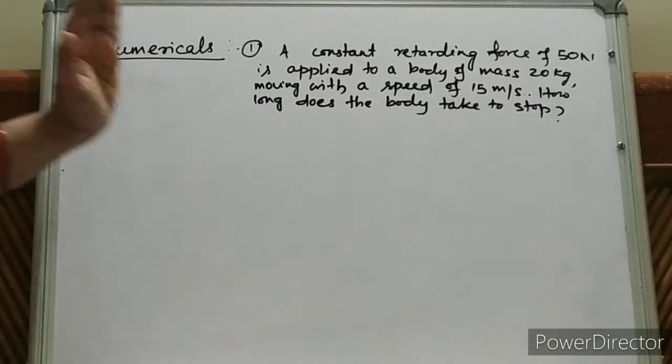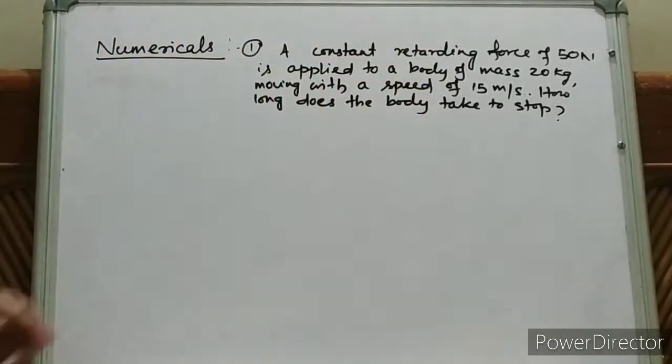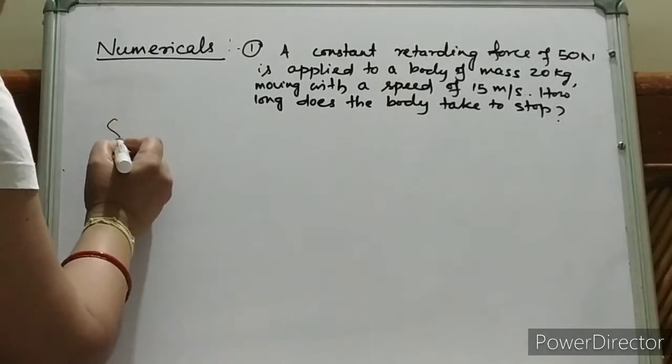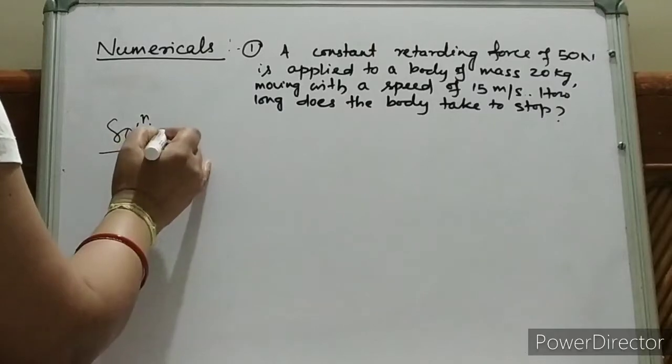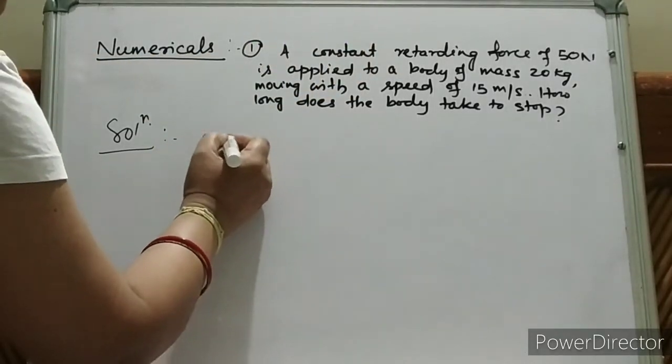Okay? First question. A constant retarding force of 50 Newton is applied to a body of mass 20 kg moving with a speed of 15 meter per second. How long does the body take to stop? How to do it? What is given? Force is given, 50 Newton.